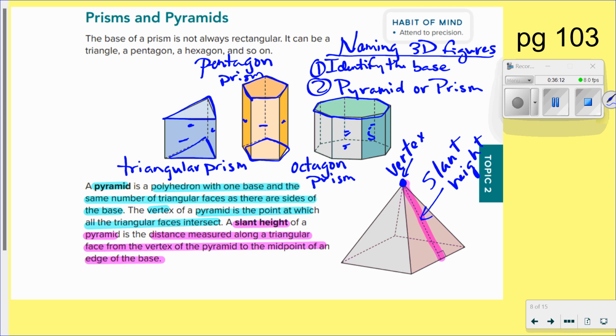So the one that we've been drawing all over, what would you call this figure? The purple one. Pyramid, prism? Identify the base. Square. Is it a pyramid or a prism? Starting to see it? So that's going to be a big part of your homework, being able to name these different shapes, guys.